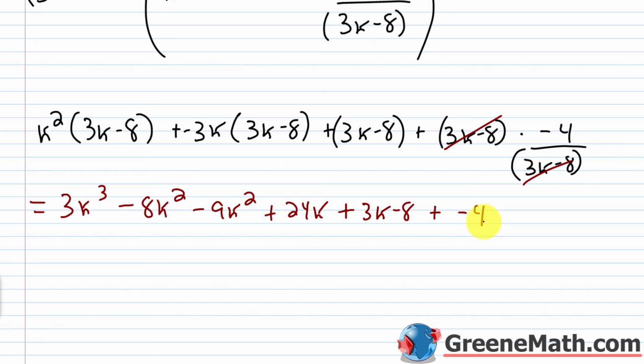So what you're going to find here is that you get your dividend back exactly. So 3k cubed, negative 8k squared minus 9k squared is minus 17k squared. Then 24k plus 3k, that's plus 27k. And then negative 8 plus negative 4 is negative 12. So I get 3k cubed minus 17k squared plus 27k minus 12, which is exactly the dividend that I started with.